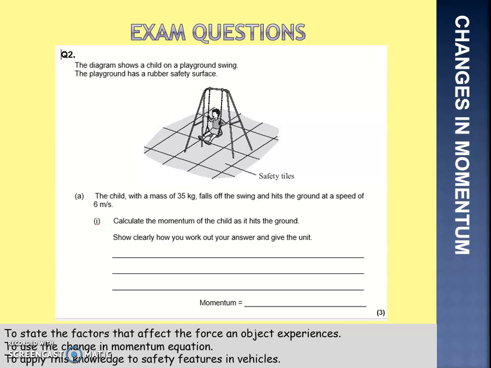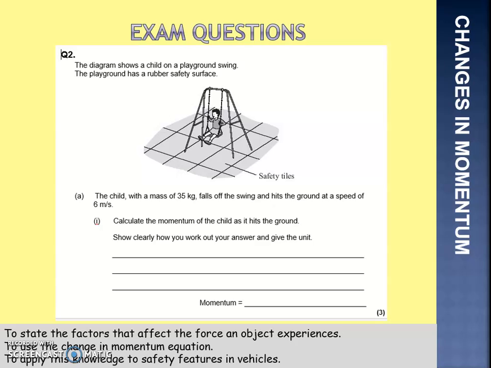Okay, next question. Pause the video and attempt that. Okay then, a child with a mass of 35 kilograms falls off a swing and hits the ground at a speed of 6 meters per second. Calculate the momentum of the child as it hits the ground. Show clearly how you work out your answer and give the unit.